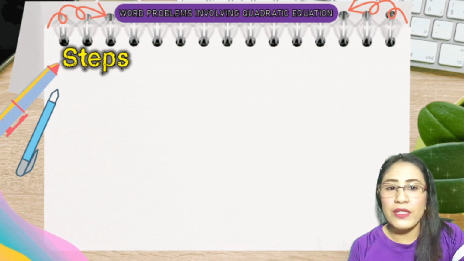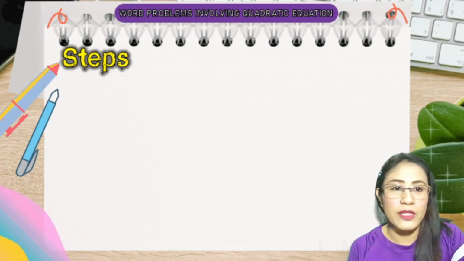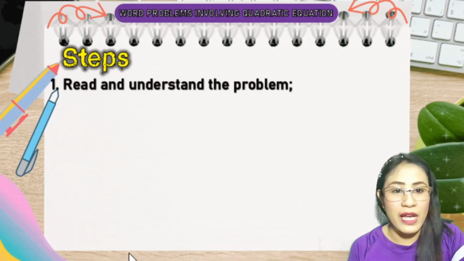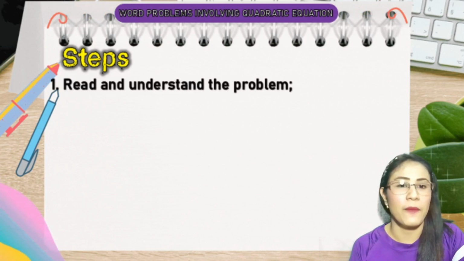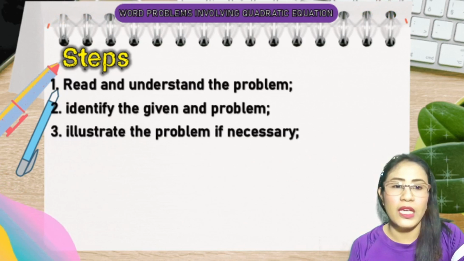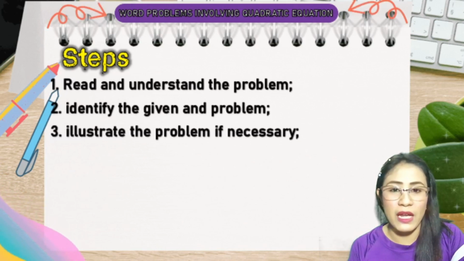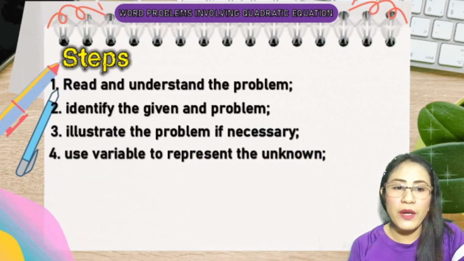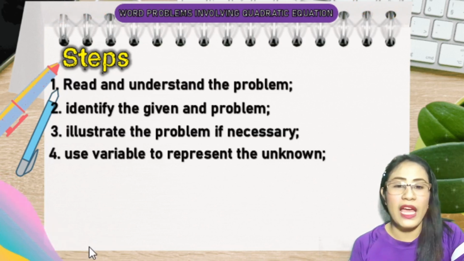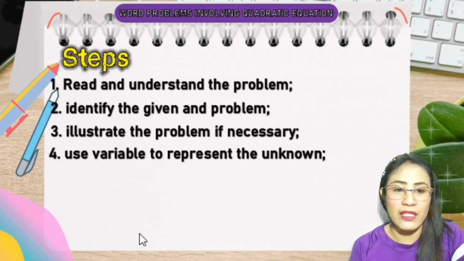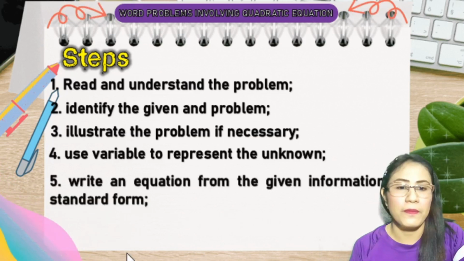Here are our steps in solving word problems involving quadratic equation. Una, we have to read and understand the problem, intindihing mabuti. Identify the given and problem. Illustrate the problem if necessary. If madodrawing natin, i-drawing natin. Use variable to represent the unknown. So, ano ba yung variable? Any letter will do. Pero most of the time, ang ginagamit talaga natin sa algebra ay x.